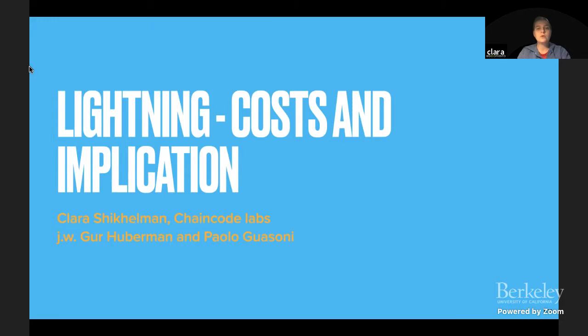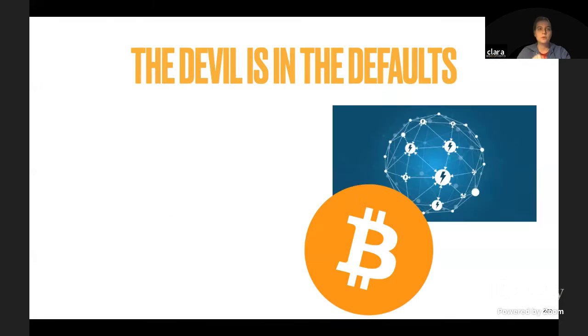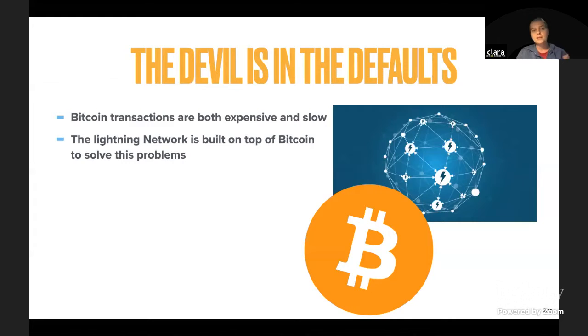Before we jump into the details, I want to have a quick second for a meta discussion. So we all know and love Bitcoin, but we know also that it's both slow and expensive. And the Lightning Network is a secondary solution built on top and supposed to solve all of these problems and make Bitcoin more usable, more approachable, and so on.